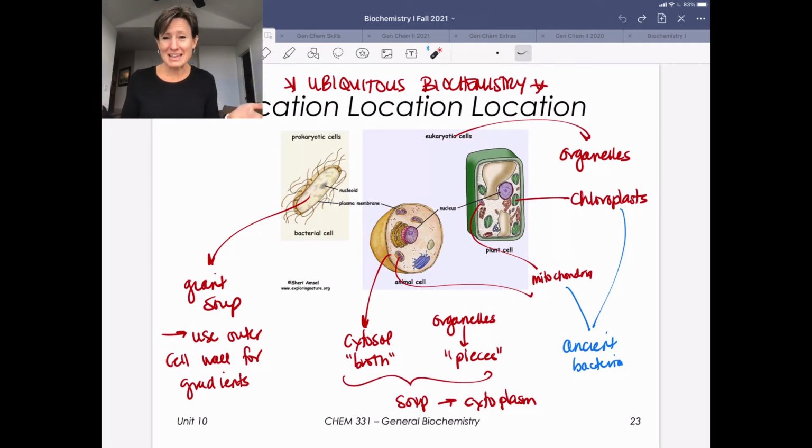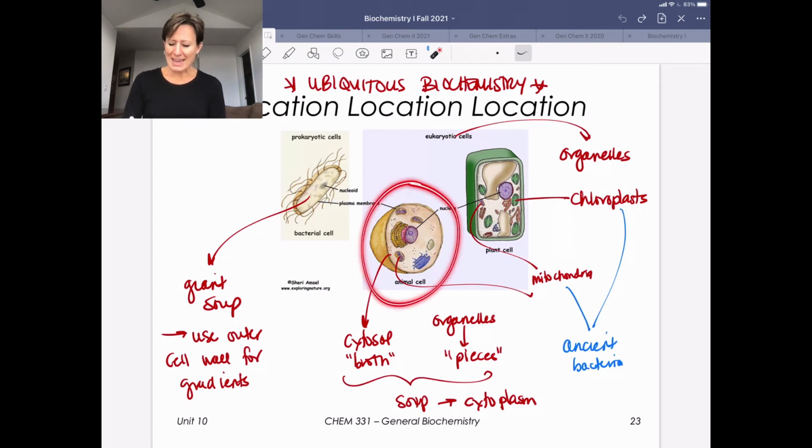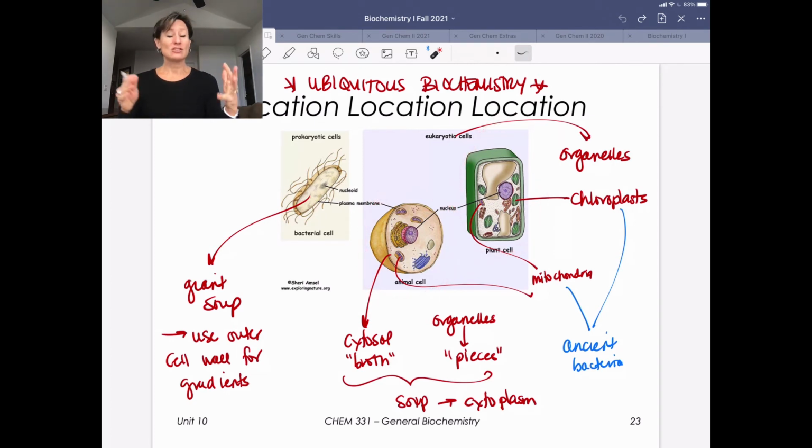Well, biochemists say it too, because where you are really determines the biochemistry that's available for you. So a lot of the biochemistry that we're learning about is ubiquitous, which means it's found throughout living organisms. So whether you are a bacterial prokaryote or an animal or a plant cell, as eukaryotes, a lot of the biochemistry is the same, but the ability to do things might be a little bit different.